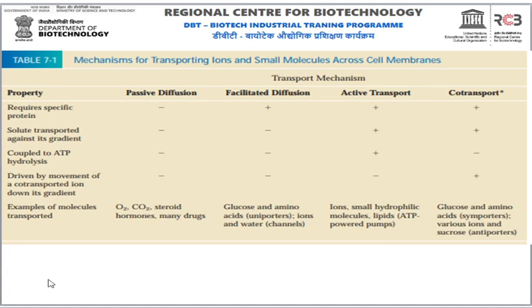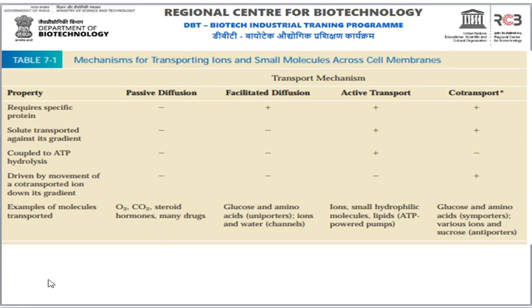So there are 4 different transport mechanisms: passive diffusion, facilitated diffusion, active transport, co-transport. Okay, so among these, which require protein? Only passive diffusion does not require any kind of protein for its activity, whereas facilitated diffusion, active transport, and co-transport require a few specific proteins for their activity.